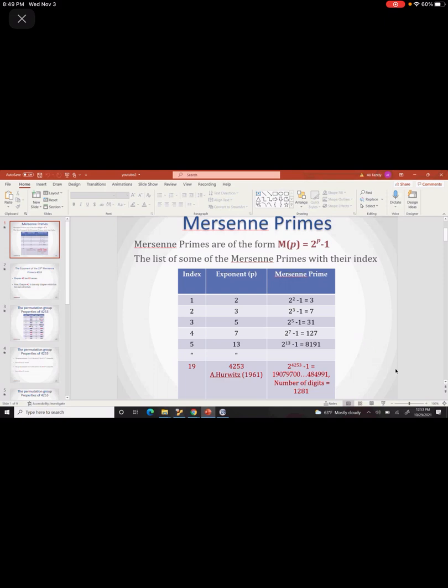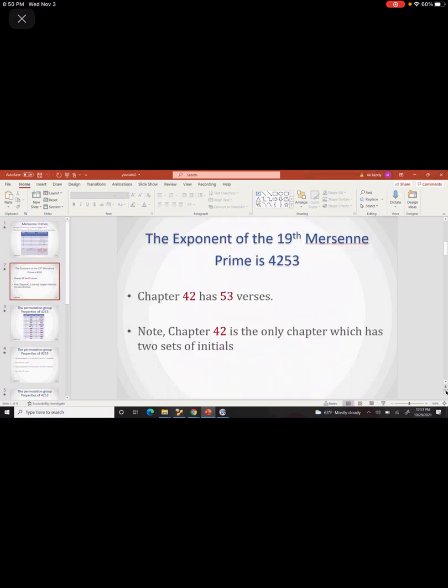So at that time, this one was discovered in November of 1961. And it comes to this: the exponent of the 19th Mersenne prime, as I said, is 4253, and it has this unique property that chapter 42 also has 53 verses. If you go to chapter 42 of the Quran, you immediately see it has 53 verses. So that's where the 4253 comes from.